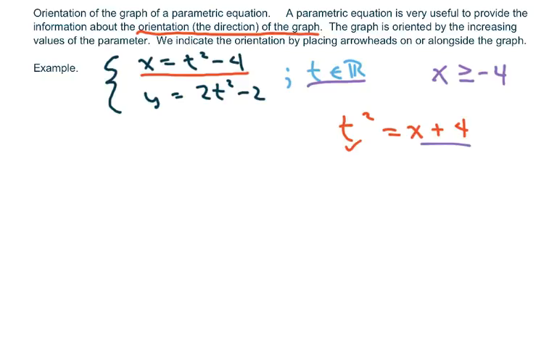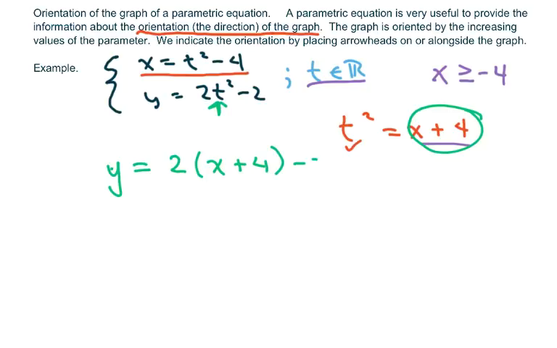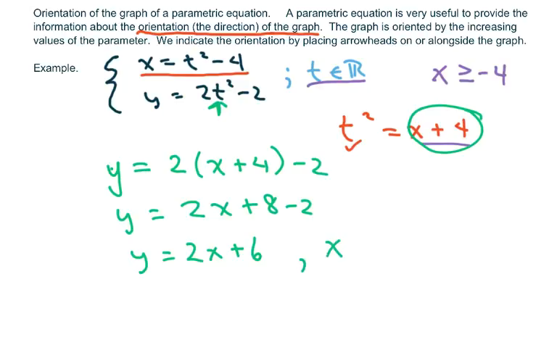Now, we're going to substitute our t squared, which is x plus 4, into the next equation and solve. So we get 2 times x plus 4 minus 2. So this gives us 2x plus 8 minus 2. So y equals 2x plus 6. Alright? And again, x has to be greater than or equal to negative 4. That's the restriction there.